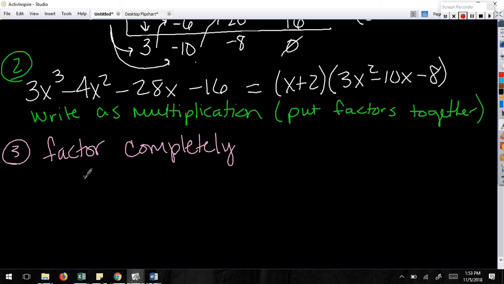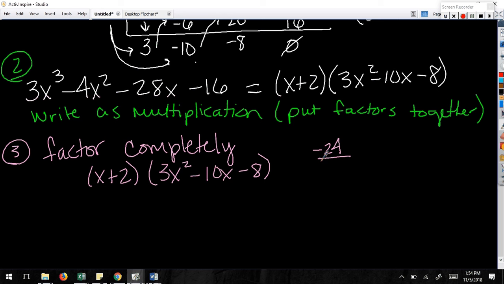And you should know how to do this at this point. Because, all right, I have x plus 2. That can't be factored any further, right? It's just x plus 2. But 3x squared minus 10x minus 8, I can factor that down. So this goes back, rewind, chapter 1. Multiply A and C together. What's 3 times negative 8? What two things multiply to negative 24 but add to negative 10?